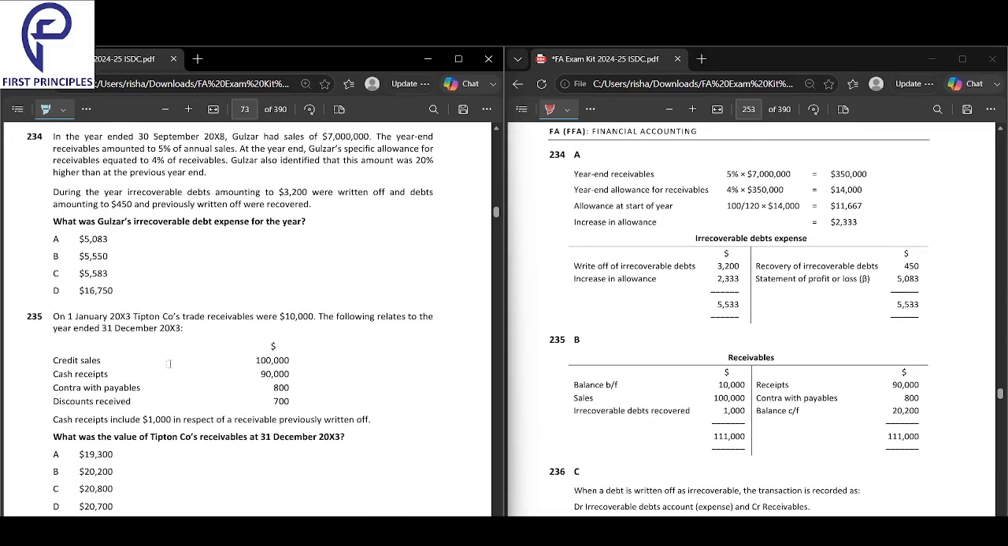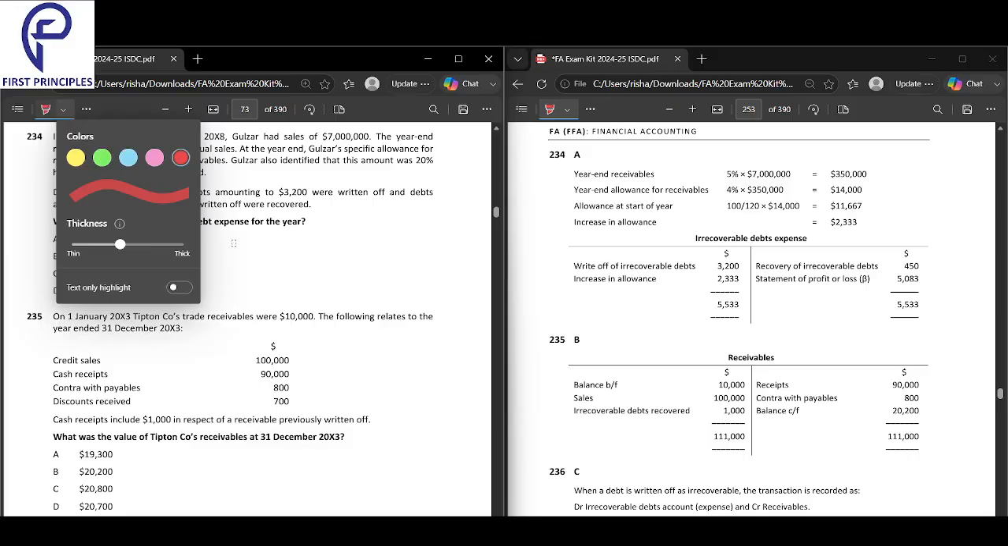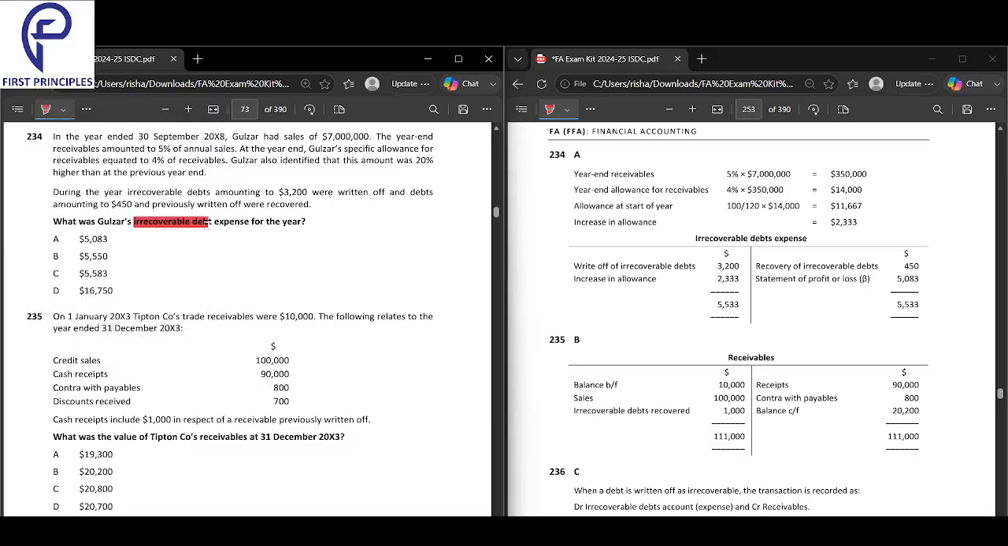Okay, now I think we can speed up. Let's go. Next one, we're looking at the irrecoverable debt expense. What we have to find is the irrecoverable debt in the year. So let's break it down here.